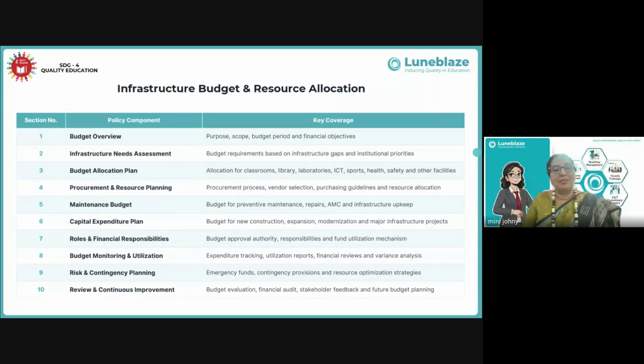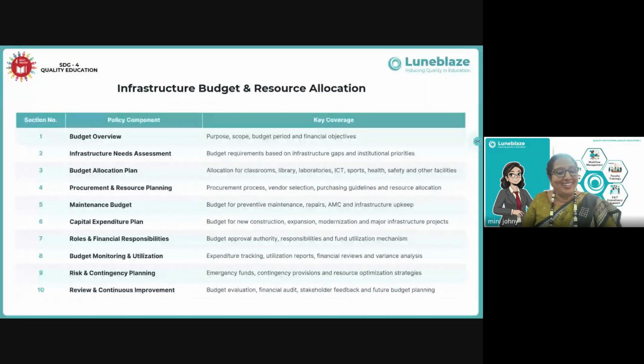Next slide, please. Good to go, teacher. Friends. Yeah, Sindhuja. Thank you. Infrastructure budget and resource allocation we have done, right? This is done, right? Please go to the next slide, Smriti.